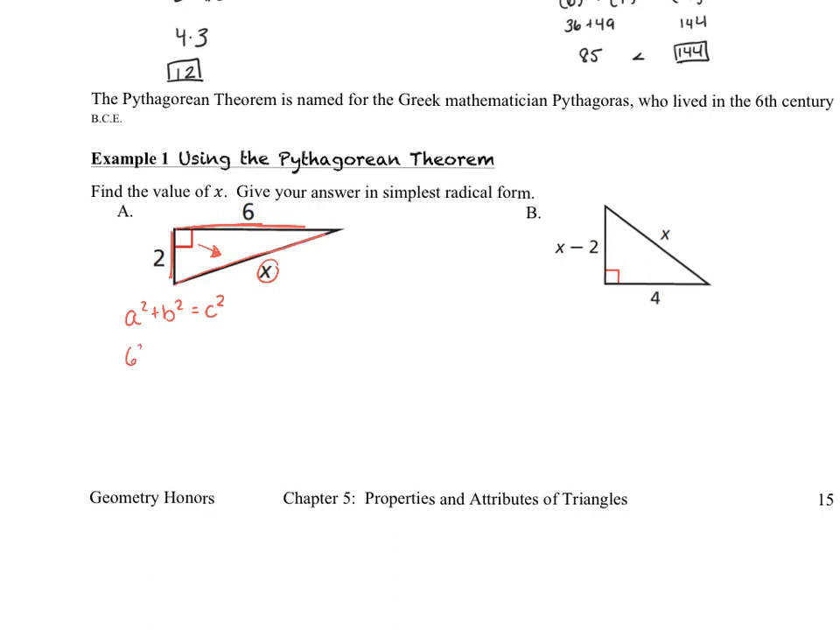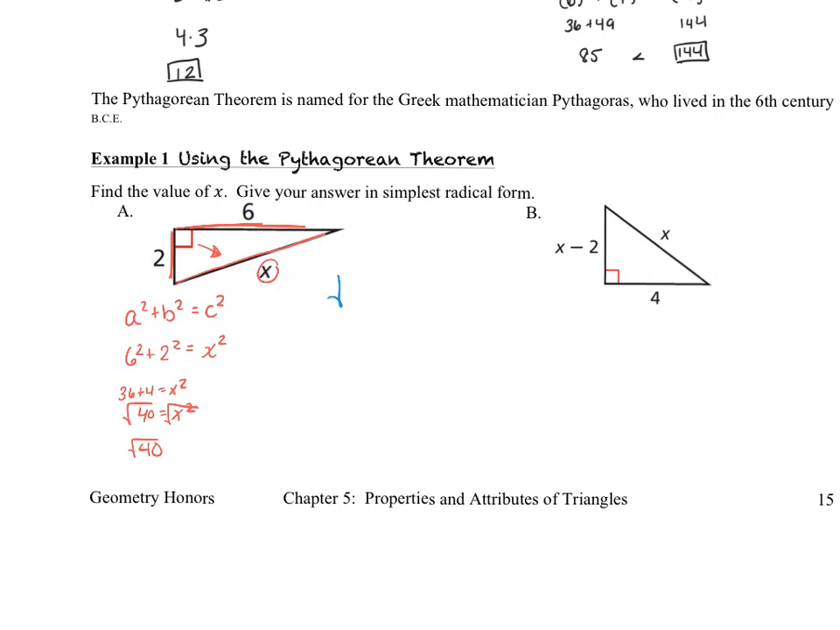The other ones don't matter, so I could do 6 squared plus 2 squared equals x squared. Well, 6 squared is 36 plus 4 equals x squared. 40 equals x squared. To get rid of the squared, we square root to cross that squared out. And so we have radical 40. Well, we can't leave our answer this way. We have to simplify it.